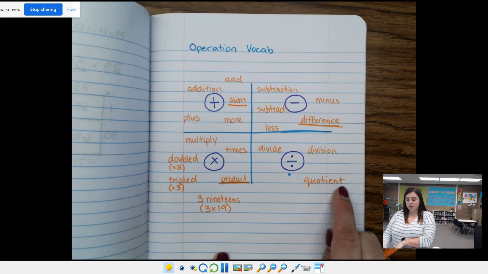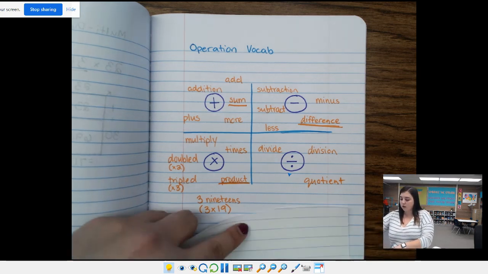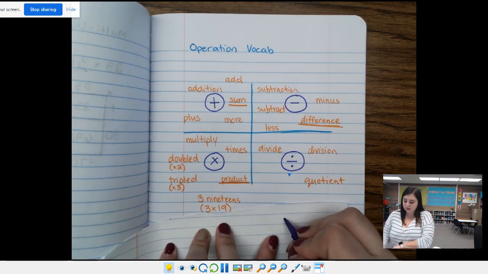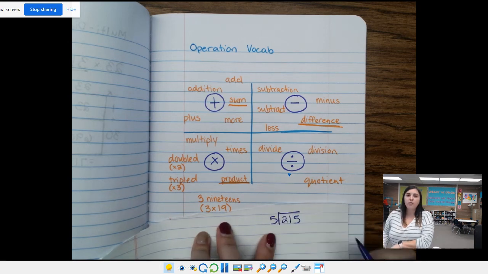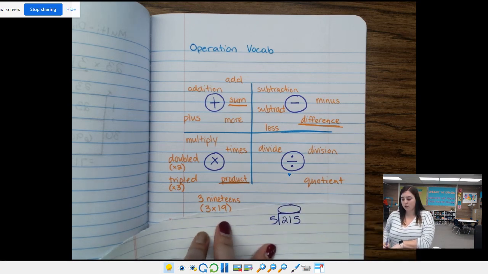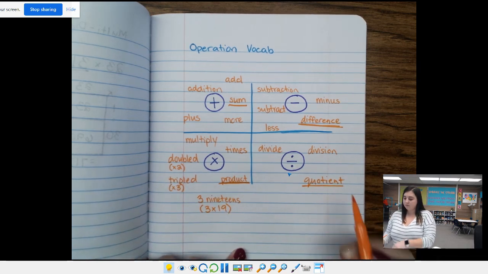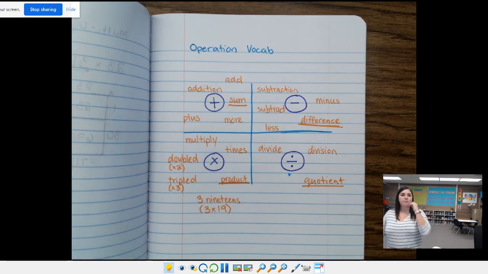Q-U-O-T-I-E-N-T, quotient. So actually, I'm not going to write this on the page. Let me get a little piece of paper. But when we were doing long division, let's say 215 divided by 5, that answer that was up here, that is our quotient. The answer to the division problem is the quotient.